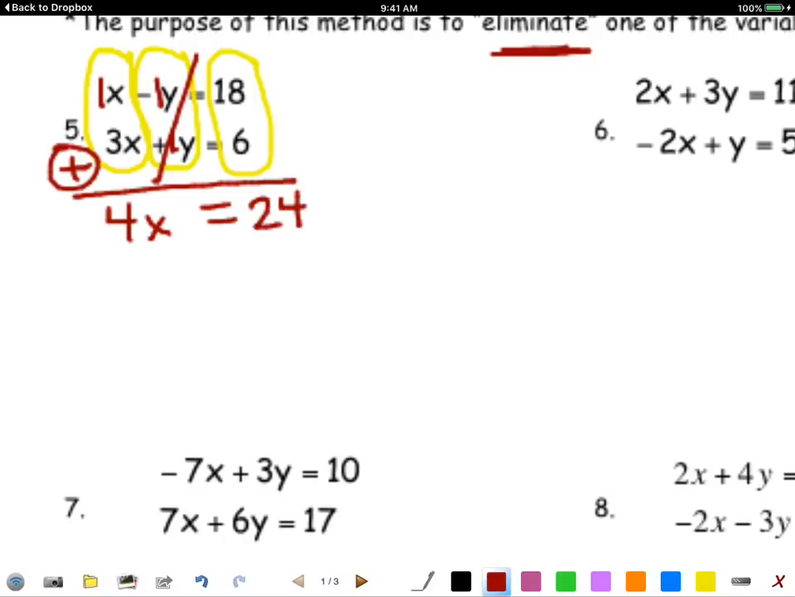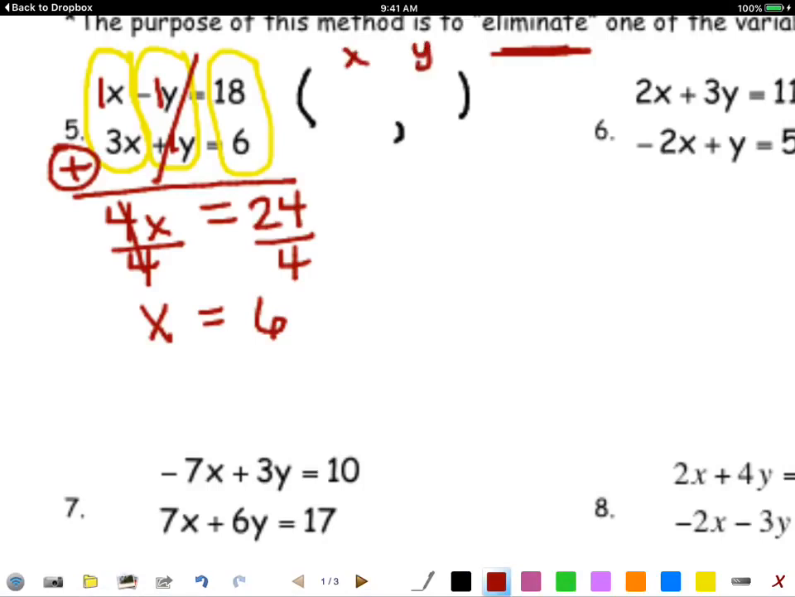Now when you get to this point, this is just a one-step equation. So you need to solve this for x. In order to do that, you need to get rid of the 4. So we're going to divide by 4 on both sides. That is going to give us 24 divided by 4 is 6. So when you go to write your answer, remember your answer needs to be written as an ordered pair. You just discovered that x is 6. Remember, you do your x and then your y. So if x is 6, we're going to put a 6 here.